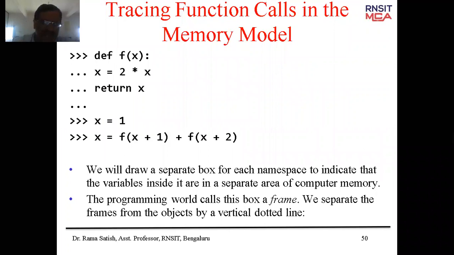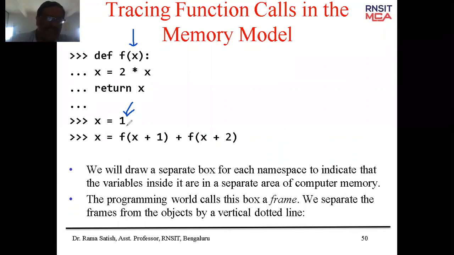Let us take one simple example. You have a function def f. F takes one argument, that is x. Inside the function, you are changing the value of x, that is x is equal to x into 2, and finally you are returning the value. Initially, x value will be 1, and observe very carefully. There are variables with the same name x in the local form as well as in the global form.